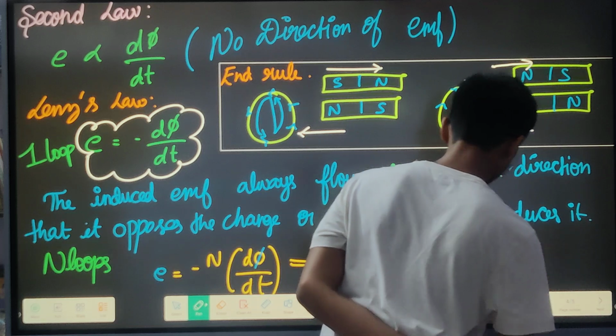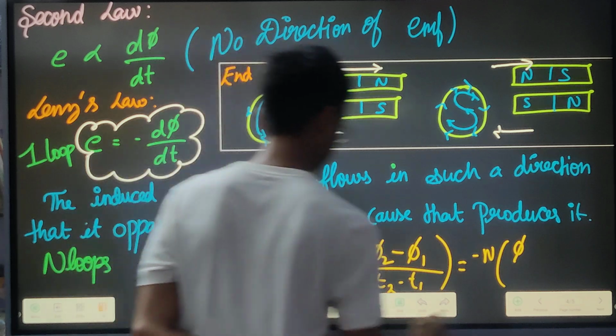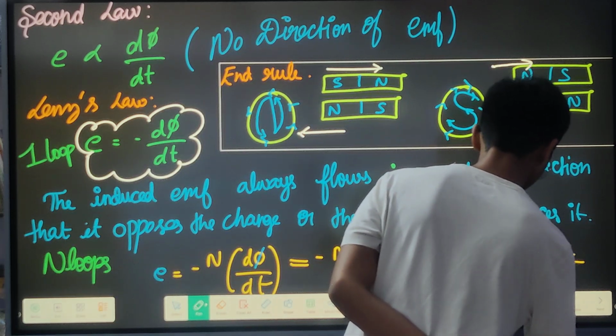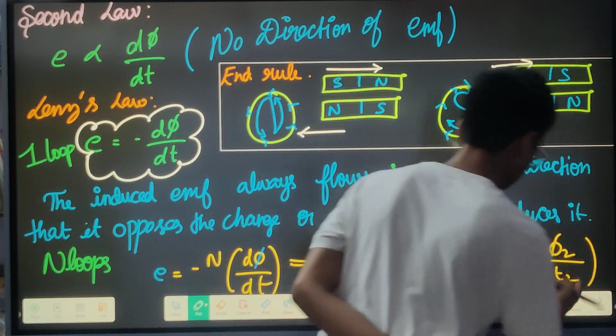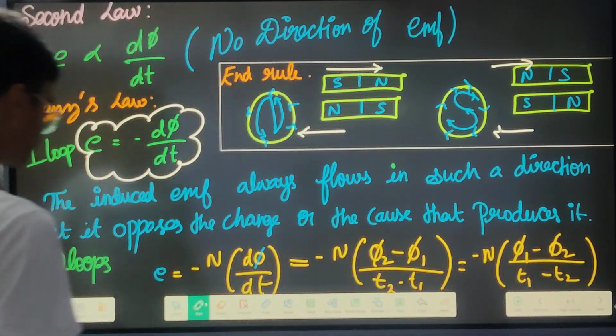This is phi 1 minus phi 2 over t1 minus t2. This is also okay. Minus you take common, the same thing only you will be getting. So then what's the problem?